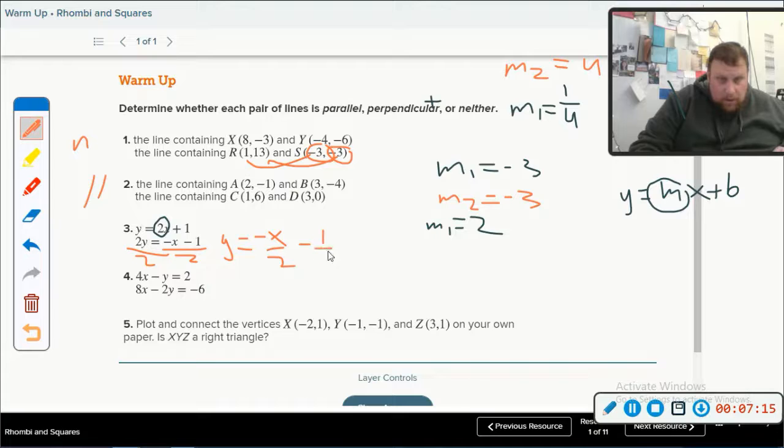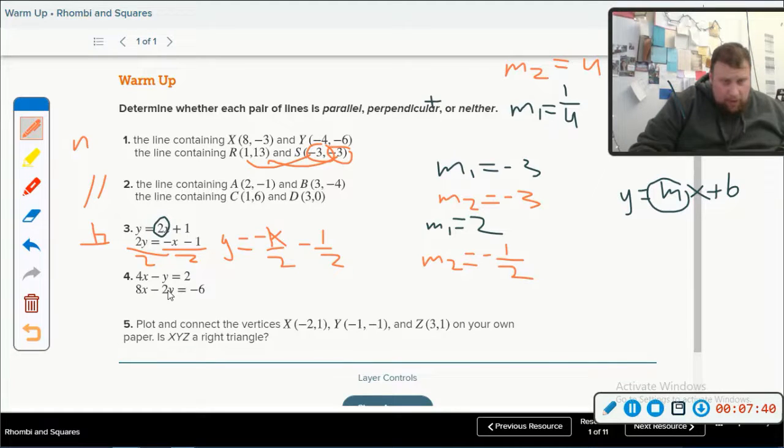minus 1 over 2. We can split that up, distribute that 2. And negative x over 2 means that our slope, our m2, is equal to negative 1/2. Because remember, there's always a 1 in front of the x, so that's negative 1 over 2x, right? So negative 1/2. That is a negative reciprocal, so that means these are perpendicular. Okay? And let's look at 4.